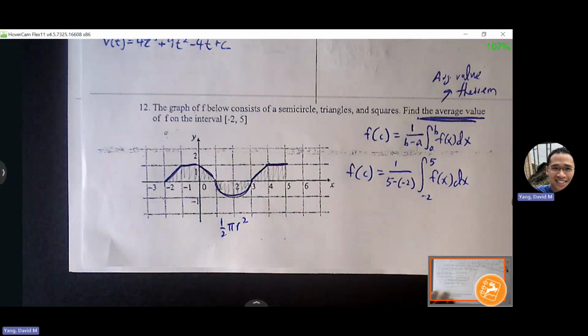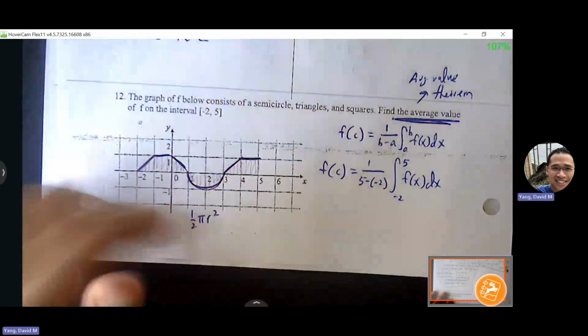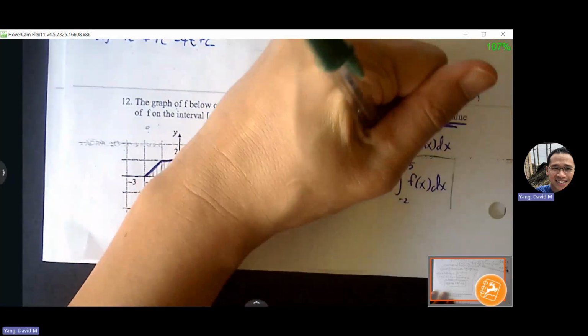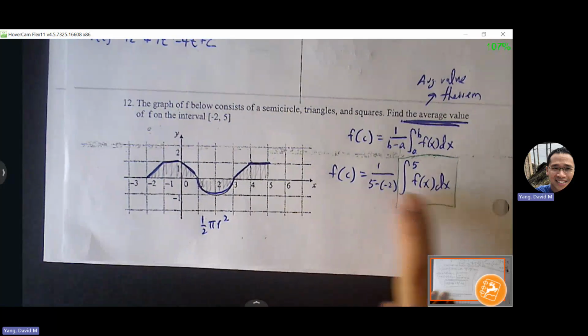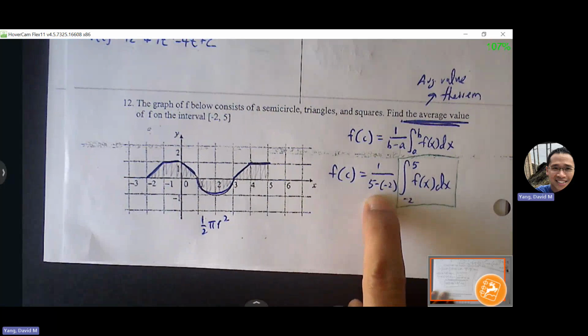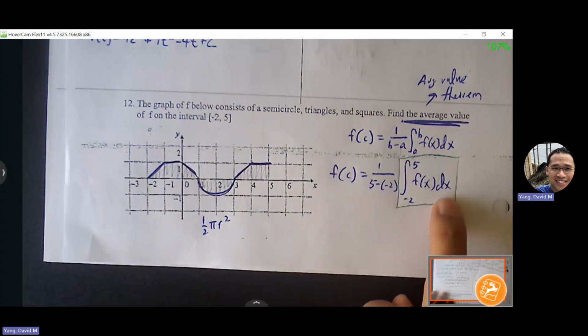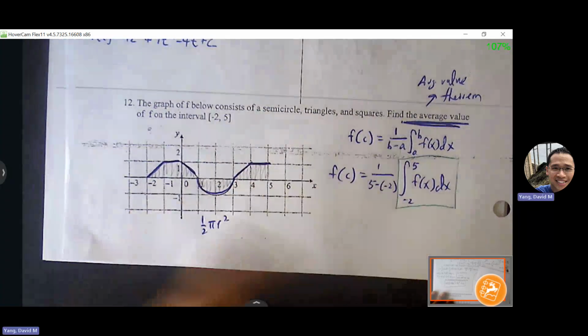So there's no need for calculus steps here because these are all nice geometric shapes. Once we find the area, we can replace that number here and then divide by 7. If it's not a nice geometric shape, I'll give you the function.